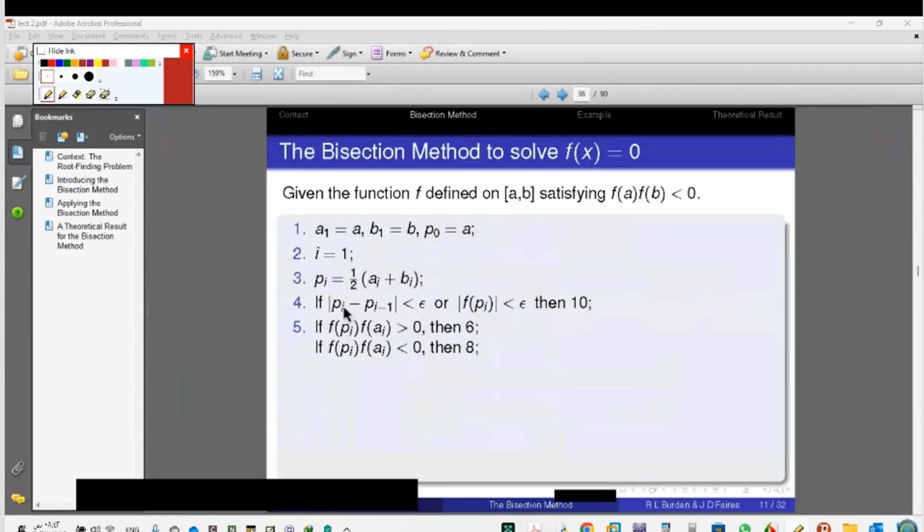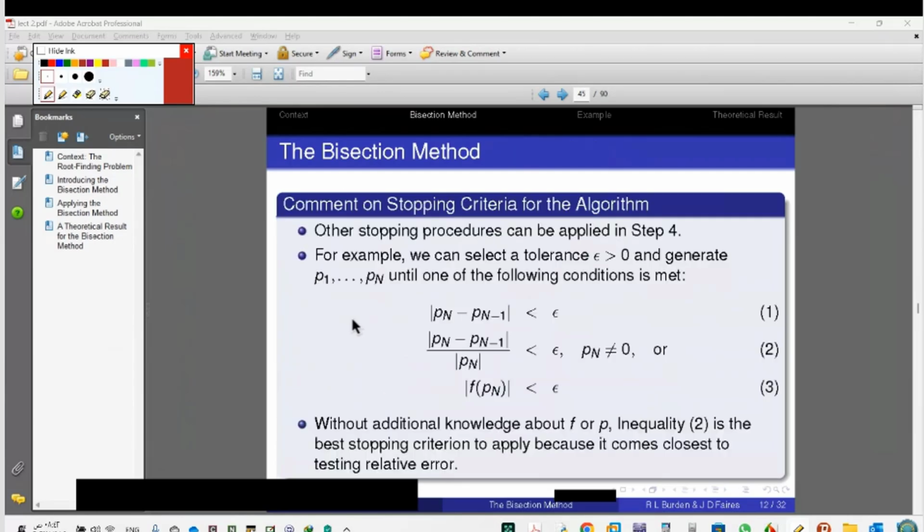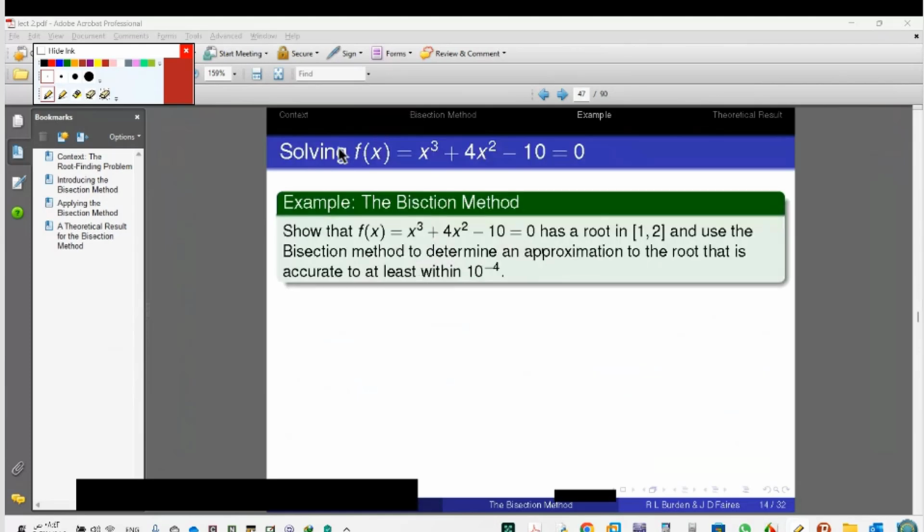This is the code. If you want to write this code in one language, I don't need it, you can read it at your home. Now, keep the error for later. We'll talk about the error later. Now, let's see, for example, take this example. Solve f(x) equals x cubed plus 4x squared minus 10 equals 0.